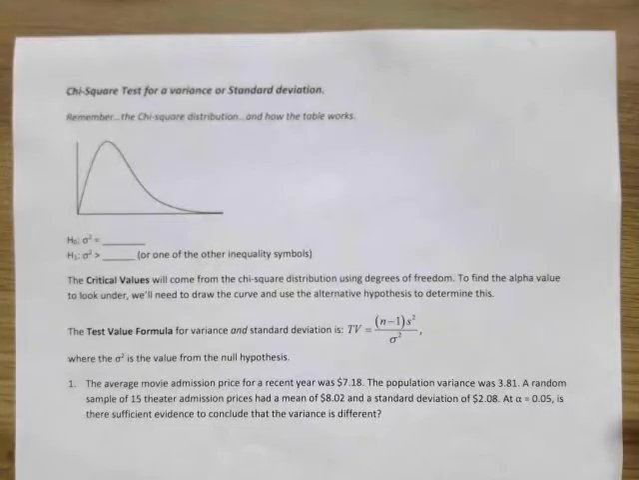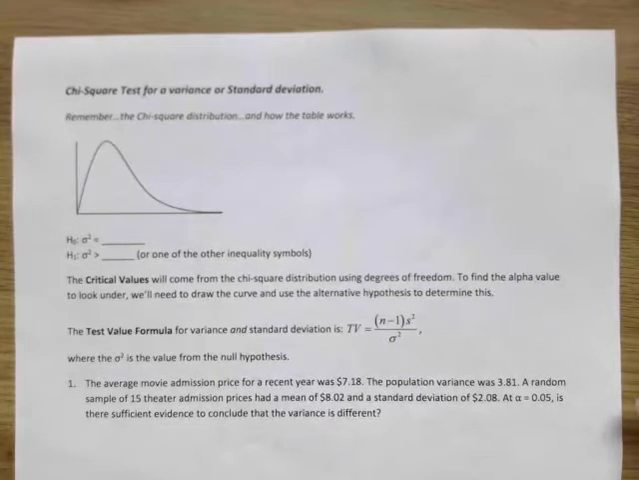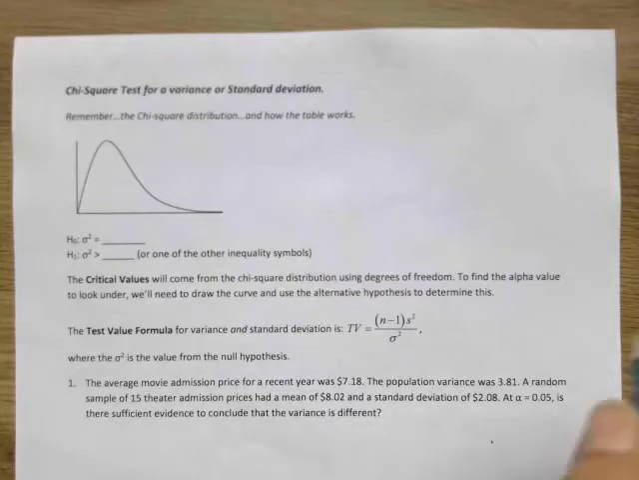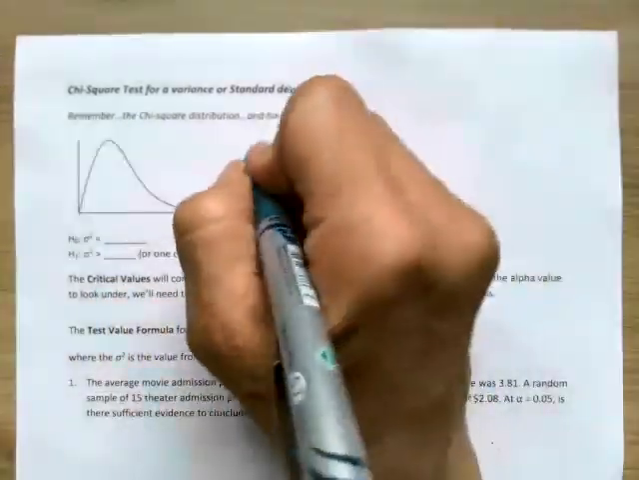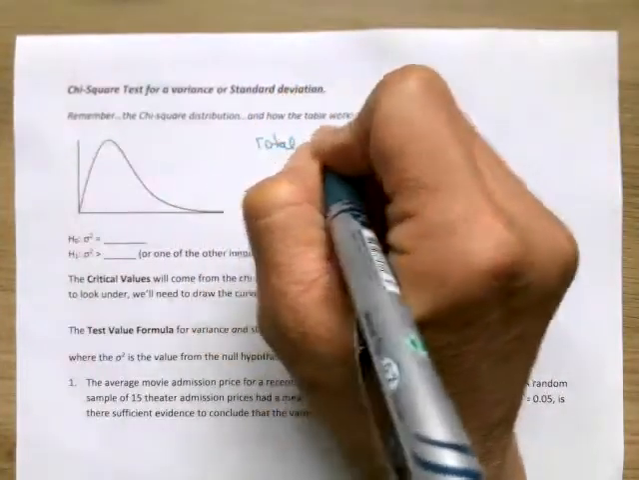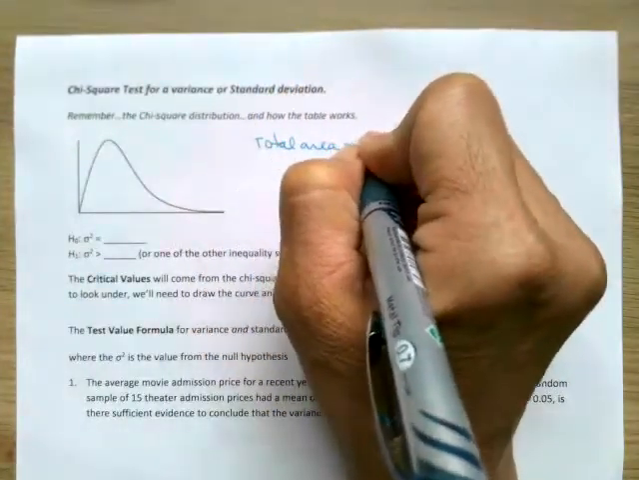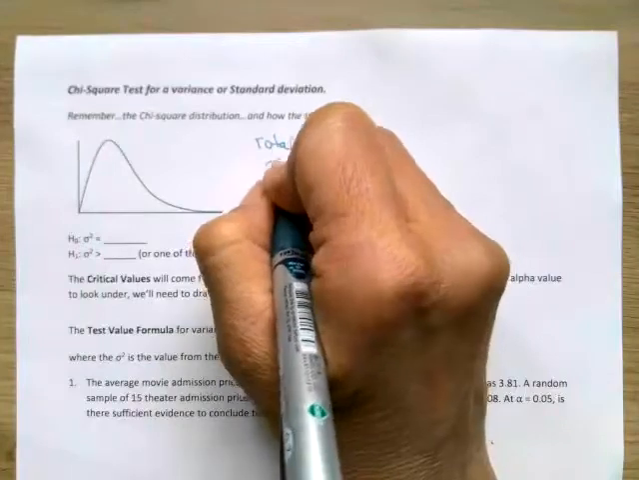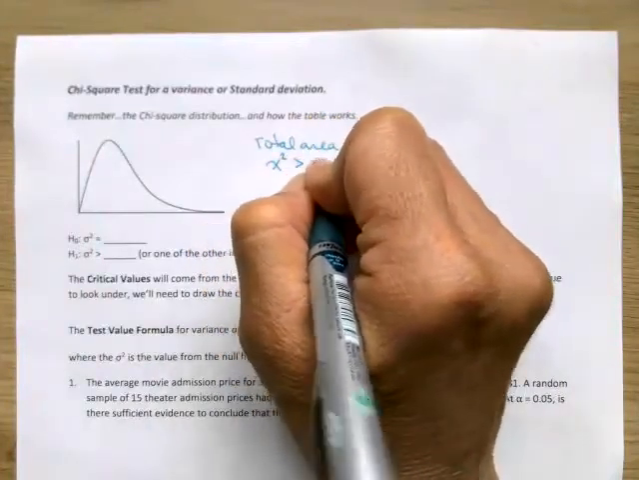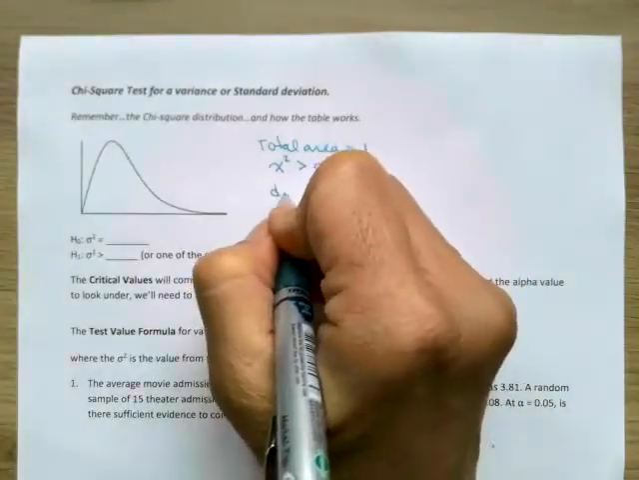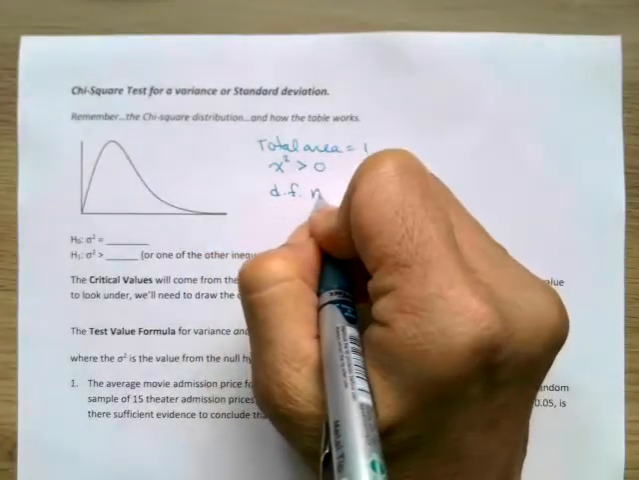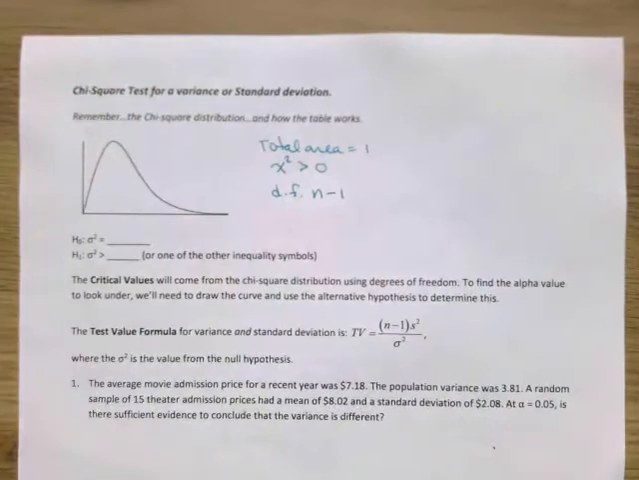So if we want to run a hypothesis test on a standard deviation or a variance, we're going to do a chi-square test. So let's remember the chi-square distribution. It's a right-skewed graph. The total area is 1. All of our chi-square values are positive. And it works under the degrees of freedom. And for us, degrees of freedom will be n-1.